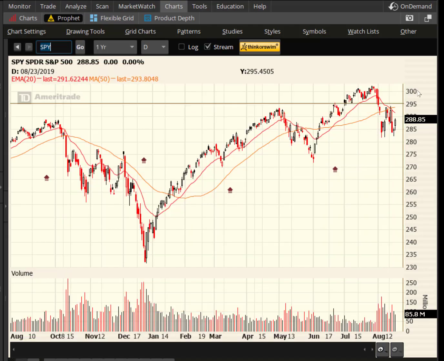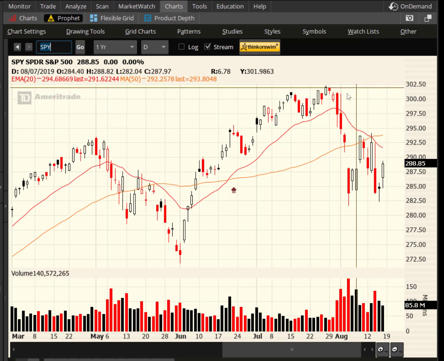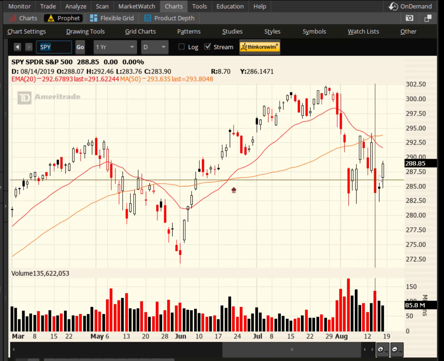All right, let's kick off here with the spiders. This is a daily chart of the S&P 500 ETF, SPY. And if I go ahead and zoom in, what we can see here is this is the flagpole, and this is what they call the flag.